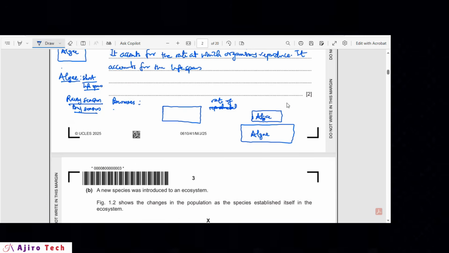the reproduction rate, the lifespan. The biomass will decrease as reproduction rates decrease. And when that happens fast, like when you consider that with time, it gives us an idea of the lifespan. So it accounts for the lifespan.